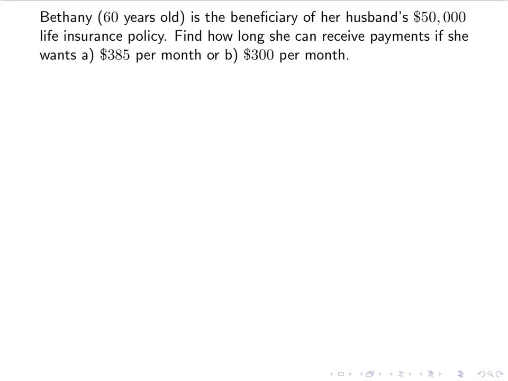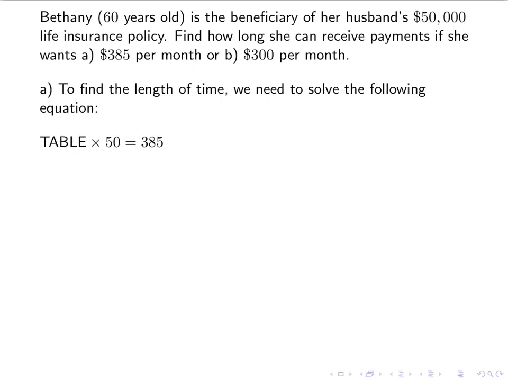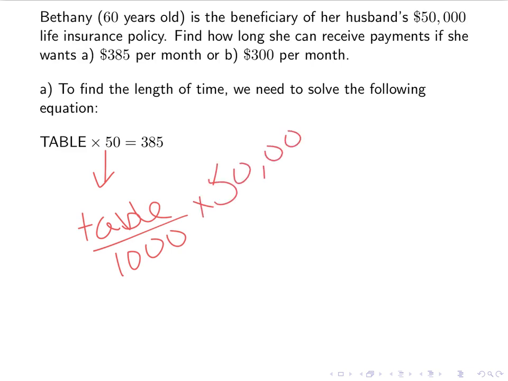So this one we kind of have to work backwards in order to get our answer. We don't have a number to look up on the table. So we're not going to be taking some number, multiplying it by the 50,000, dividing by 1,000. Instead, we're trying to look for the number in the table based on the outcome. So we're going to have a number from the table times 50 equals 385. So remember, this is really the table's number divided by 1,000 times 50,000. So I'm just canceling the thousands. Okay, so to solve for this, I'm going to take the 385, divide by 50.